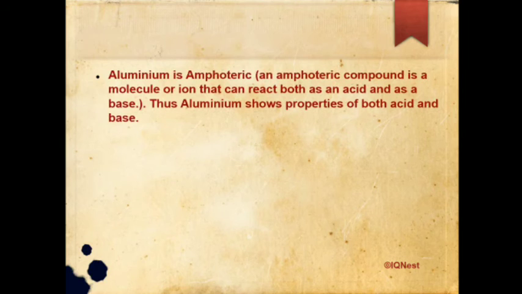So the next point is aluminium is amphoteric. So what is an amphoteric? An amphoteric compound is a molecule or ion that can react both as acid and as a base. So aluminium is amphoteric since it can react both as acid and base. Thus aluminium shows properties of both acid and base.